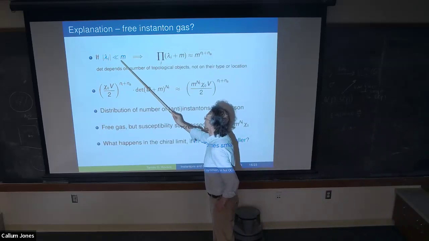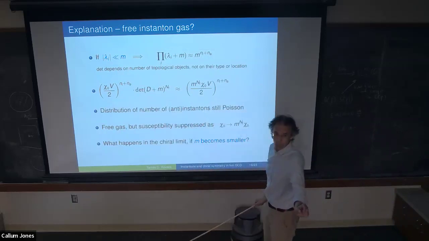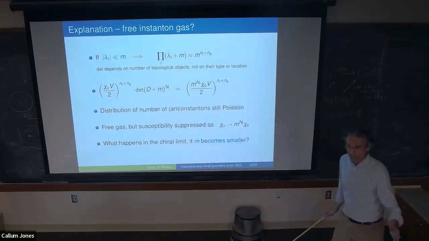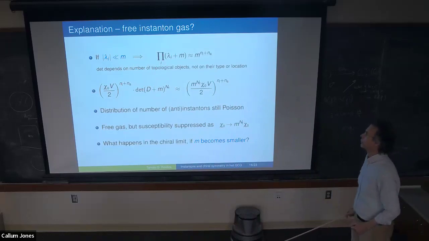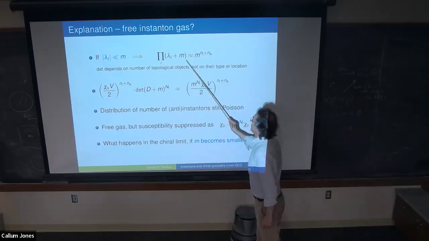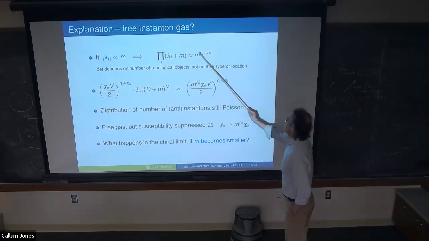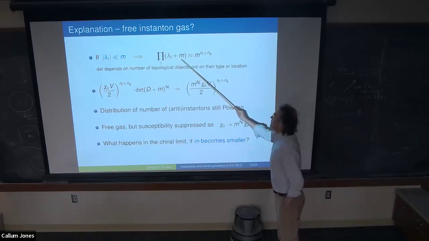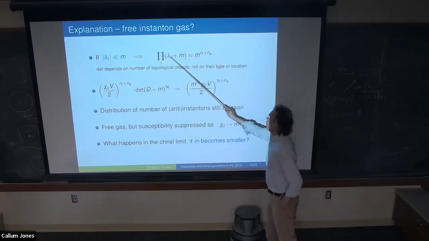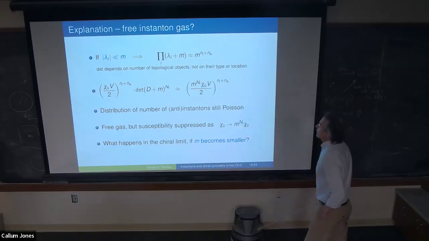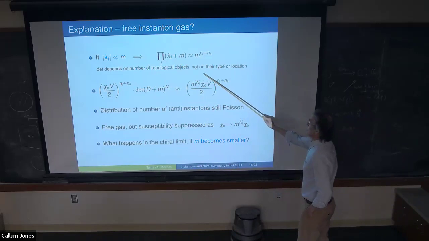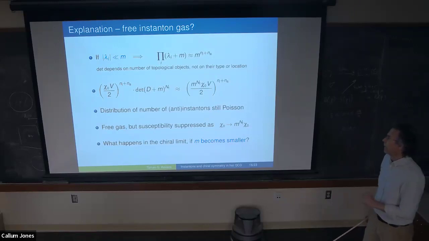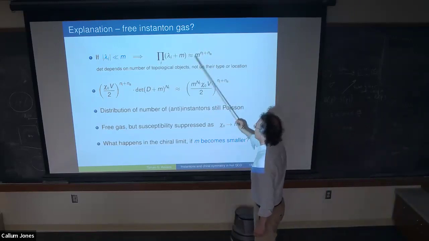Let's assume for a moment that the eigenvalues, which are small in the spike, are much smaller than the quark mass. So the quark mass is somewhere away from the spike, at a larger value. Then the determinant is approximated by m to the power n_I plus n_A, because each instanton or anti-instanton will contribute a factor of m. These are small, these are much larger. So the determinant depends on the number of topological objects, not on their type or location, nothing. Now let's put in this approximation to the determinant.